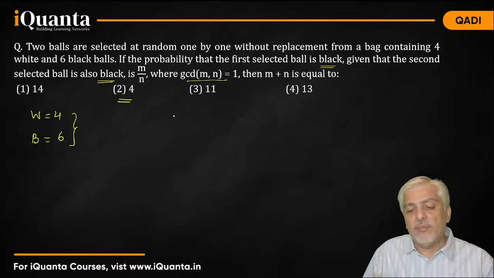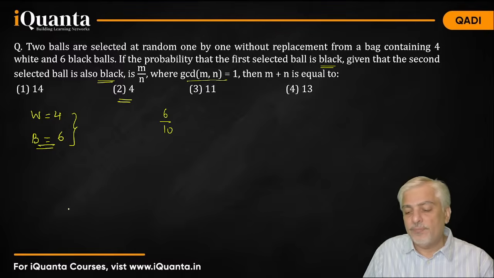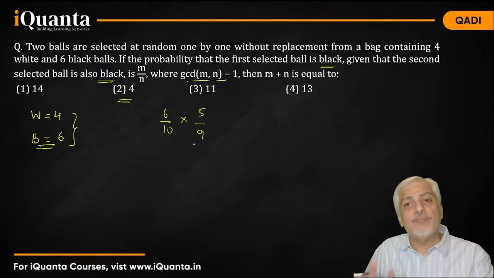First, I want the first ball to be black. If I want the first ball to be black, I have how many choices? I have 6 black balls out of a total of 10. So it will be 6 by 10 and then 5 by 9. That is the one part.